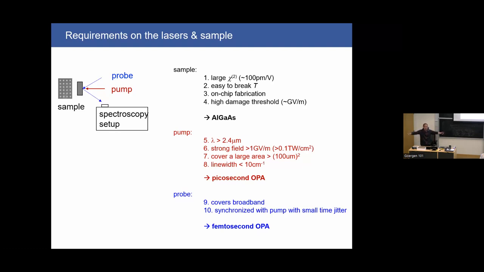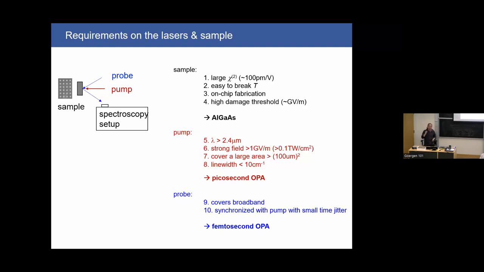This is a band structure we're looking at. So we have to cover an area on the order of 100 micrometers in diameter. At the end of the day, the Floquet gap you can ever open is on the order of a few tens of inverse centimeters, which tells you that the beam you are using has to have a very narrow linewidth on the order of 10 inverse centimeters or below.